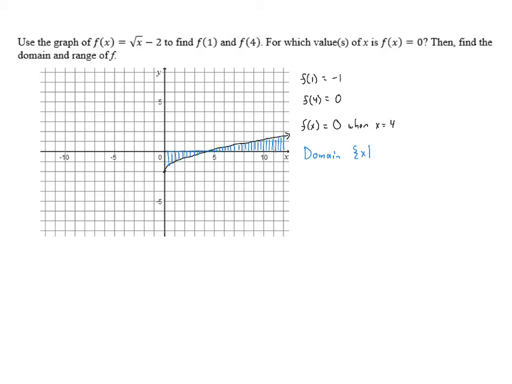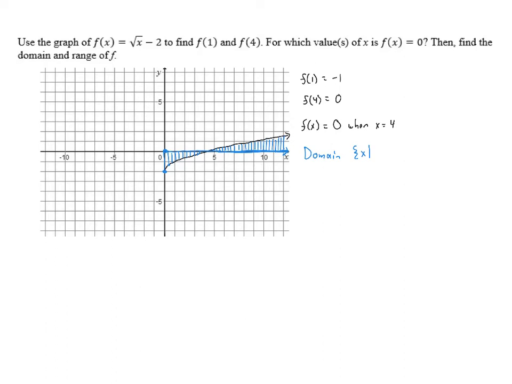And we can see clearly that all of the positive numbers are included here, and then also 0 is, because the point (0, -2) is on our graph, and that corresponds to an x-coordinate of 0. And none of the negative values are included because our graph does not go to the left of the y-axis.